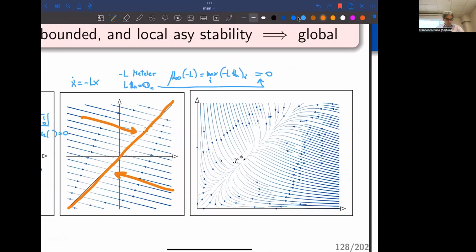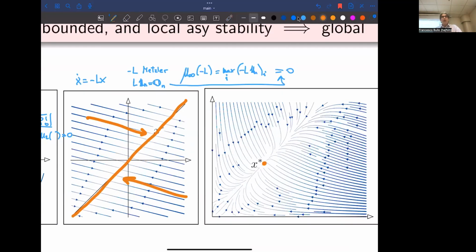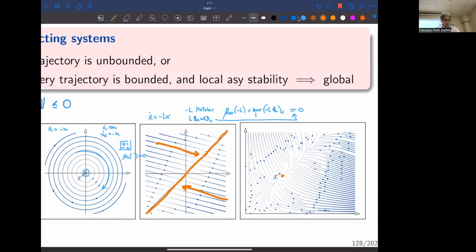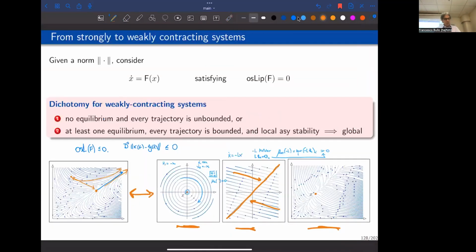And here's yet another case of a system which is weakly contracting, and it has a single equilibrium and all trajectories converge to it, which is different from the first case, right? Because there was no convergence there, an infinite number of equilibria, and here you have global convergence to it. But this is still part of the dichotomy. The dichotomy says there are only two possibilities: no equilibrium and every trajectory is unbounded, or if you are bounded, you can have periodic evolutions, but you cannot have chaos without any fixed point. There must be a fixed point.